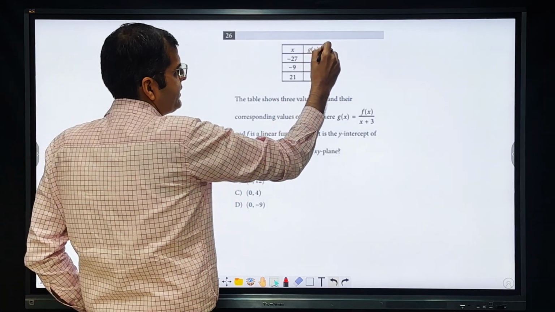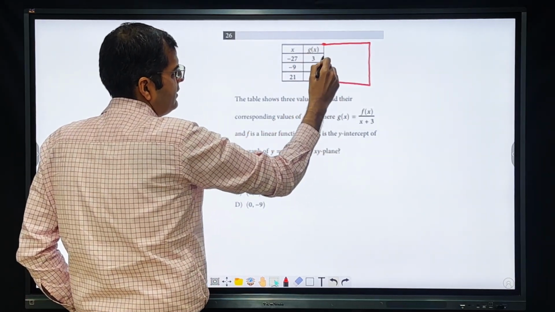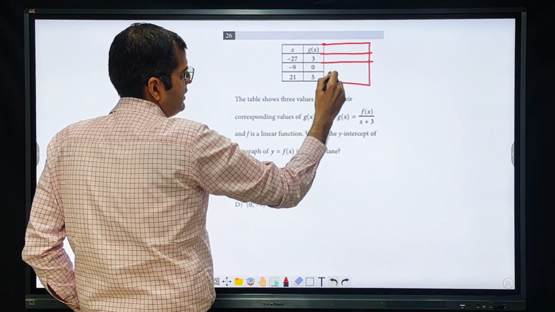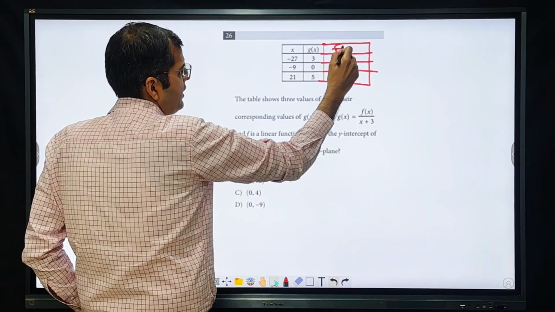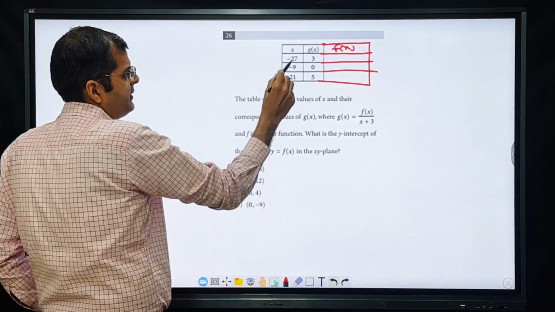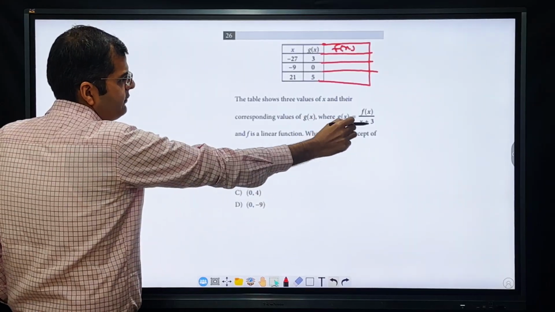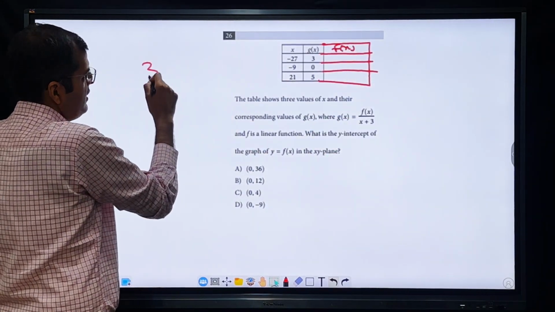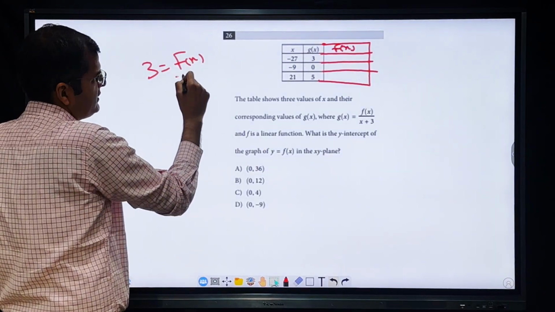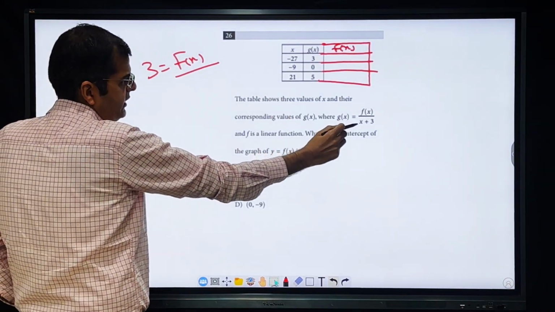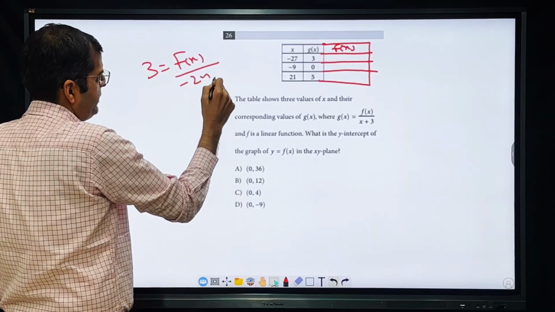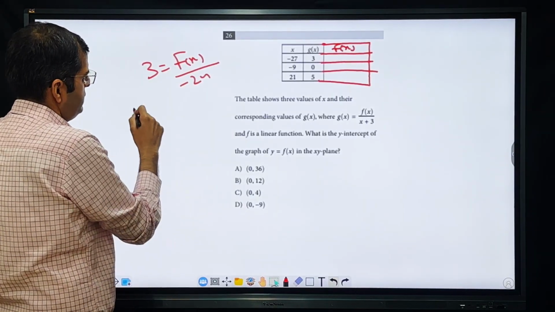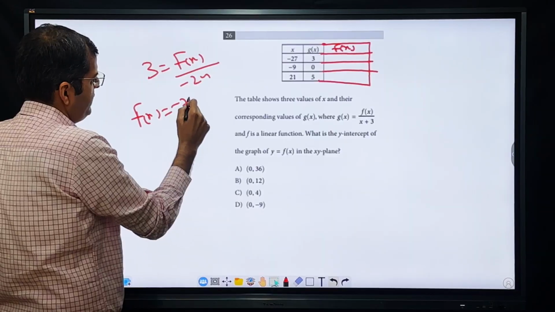So if I create in this table another column of f of x, what will that be? g of x equals f of x divided by (x + 3). When x equals -27, g of x is 3. So I can write 3 is equal to f of x divided by (x + 3), where x is -27. -27 plus 3 is -24. Okay, so f of x becomes -72.